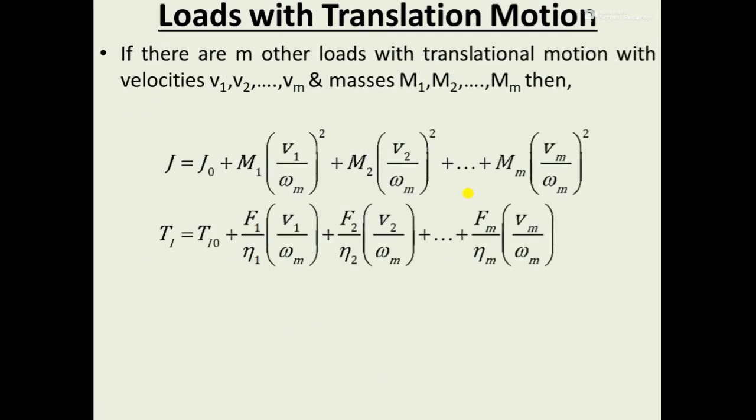Similarly, as with the rotational system, here also we will consider m other loads with translational motion having different velocities v1, v2 up till vm, and different masses m1, m2 up till mm, just like we have seen in the case of loads with rotational motion. Then the standard relation for equivalent moment of inertia can be written as J is equal to J0 plus m1 into v1 by omega m the whole square plus m2 into v2 by omega m the whole square up till mm into vm by omega m the whole square.